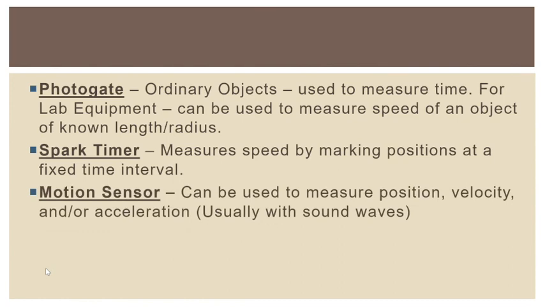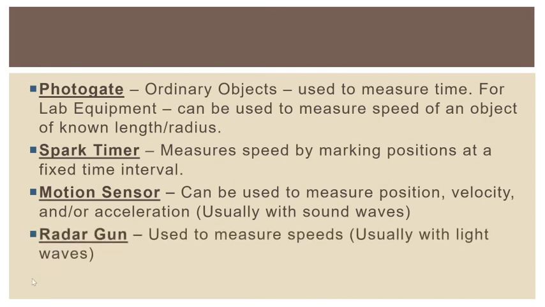For the motion sensor, it can be used to measure position, velocity, or acceleration, and it does that with sound waves. And then for the radar gun, it's used to measure speeds, and it usually does that with light waves. These pieces of equipment are very important, and you definitely need to know what they measure. So take a second to pause this video and write that down.